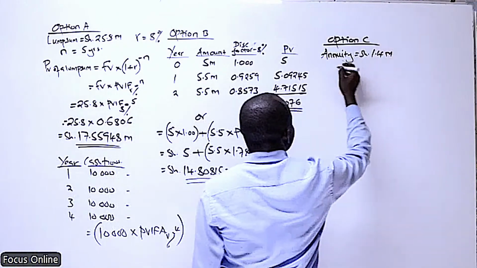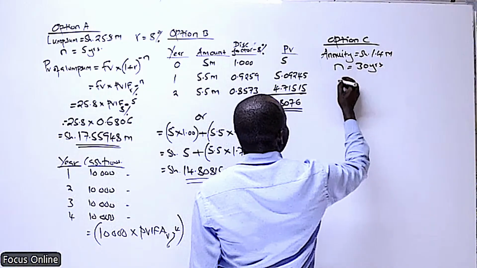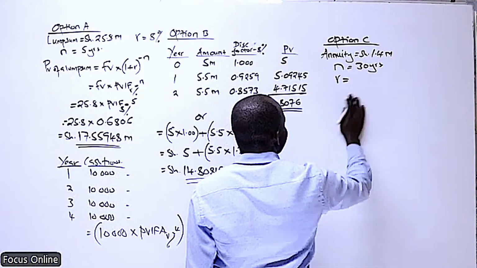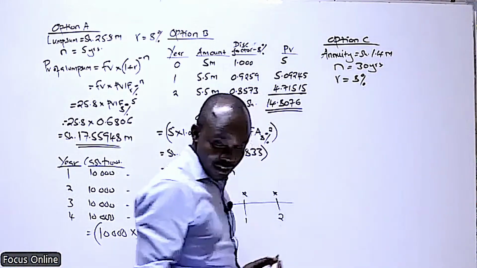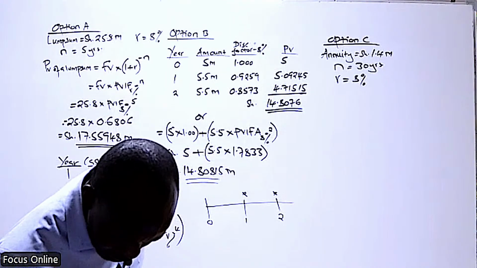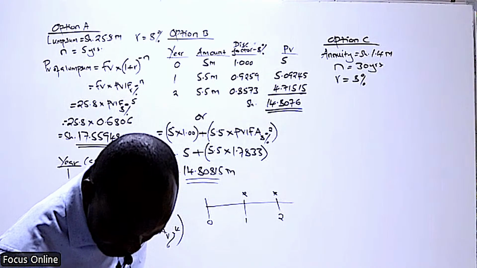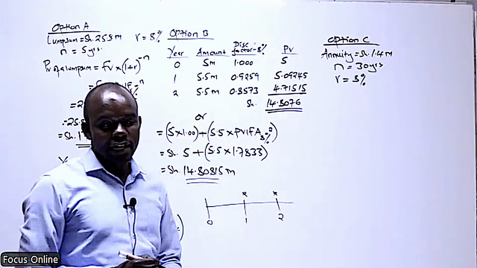1.4 million. The period is 30 years. Our R is 8%. The first payment is being made at the end of the year.